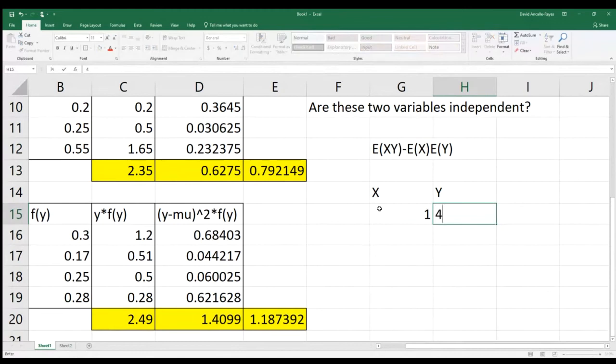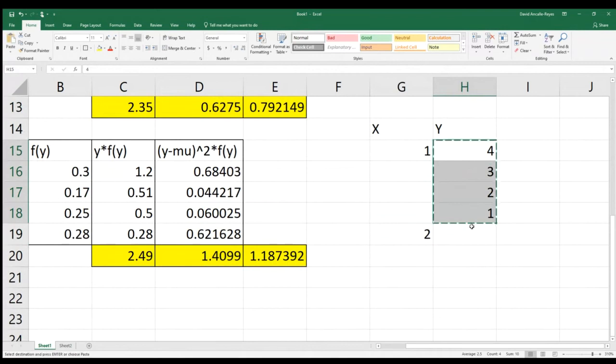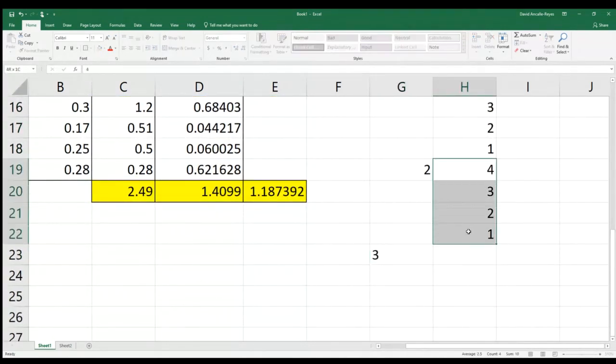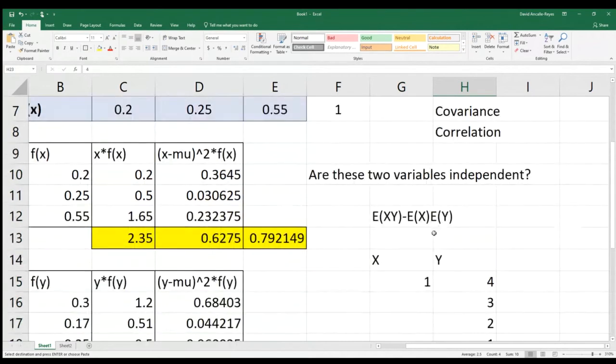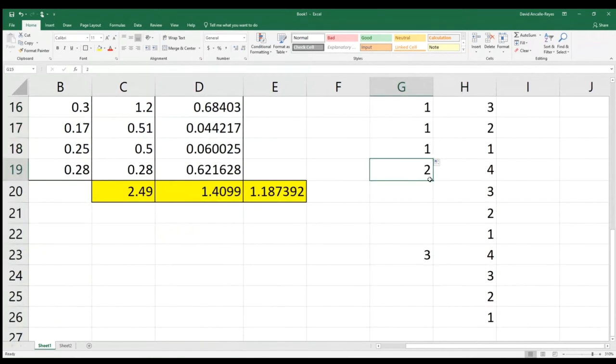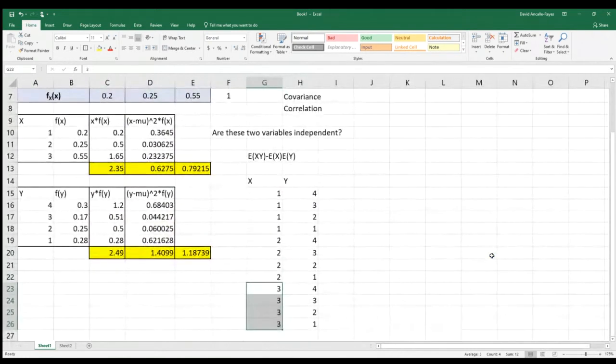So I have 1, 4, 3, 2, 1. Then for 2, the same numbers. I'm going to just copy and paste them. And then for 3, the same numbers. I'm just going to copy and paste them. And of course, all these are 1s. All these are 2s. And all these are 3s. Let me zoom out a little bit so you can actually see the whole table. So it is tedious, I know.